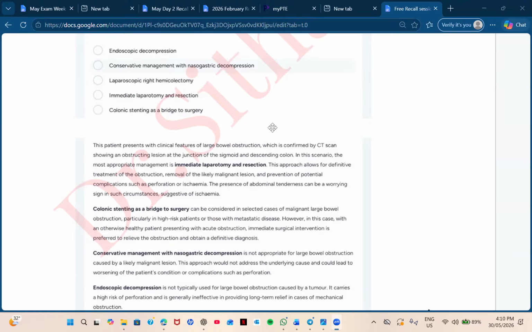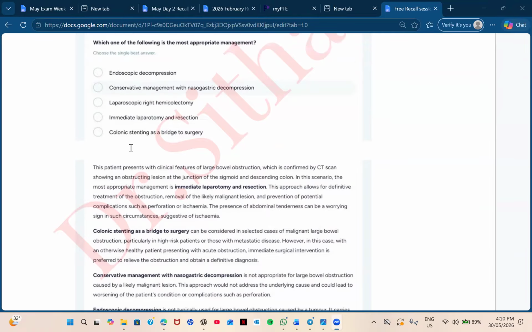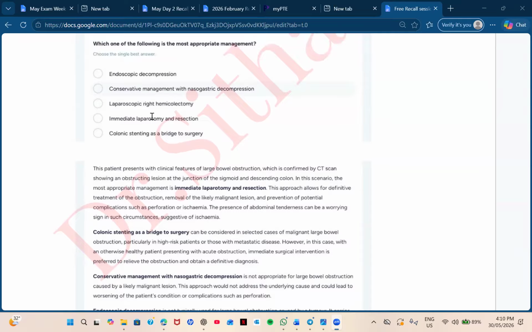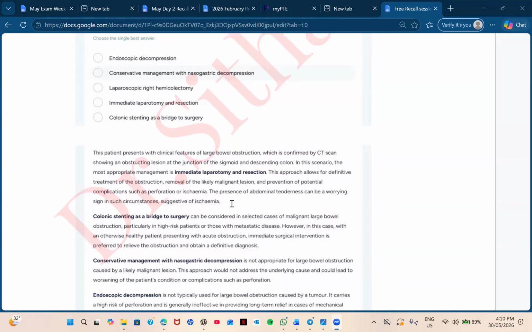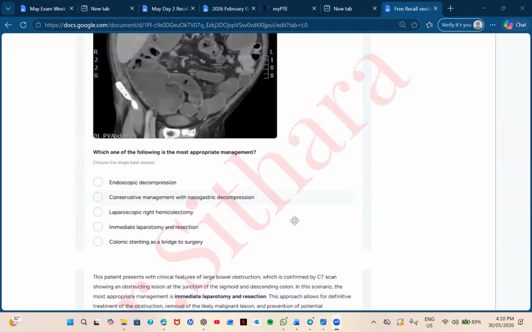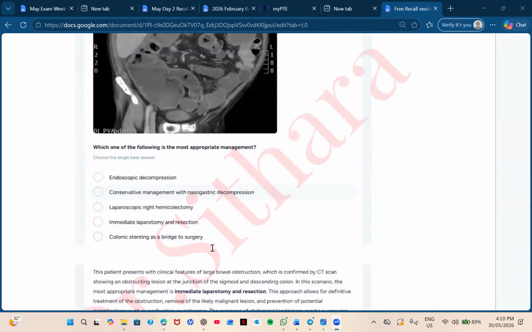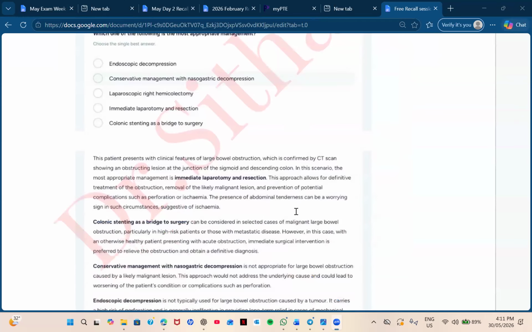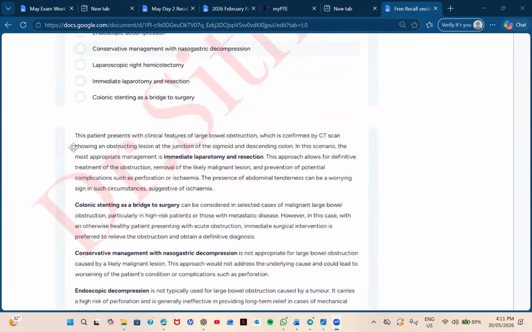Okay, here why do you need to go with immediate laparotomy and resection without going with colonic stenting? Why, doctors? Tell me. Because you all have marked colonic stenting. Have you noticed this question before, doctors? Do you know the theory behind it? No, right? Yeah, that's why it's very important.